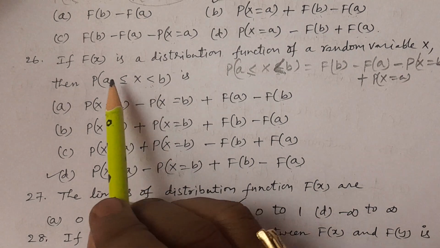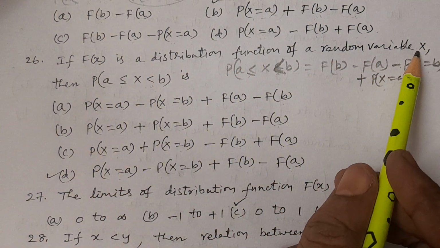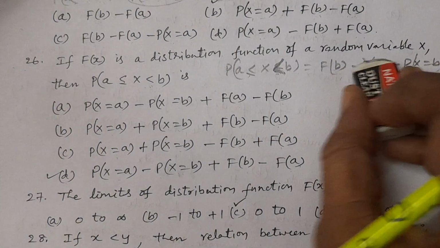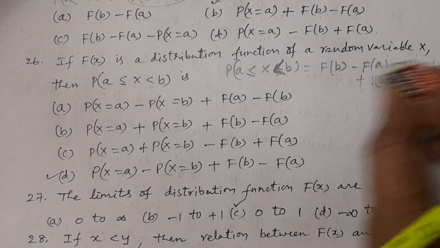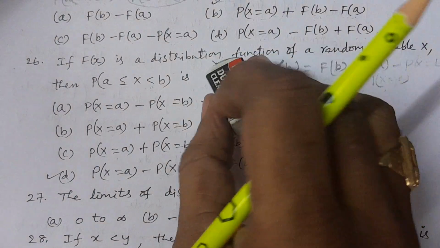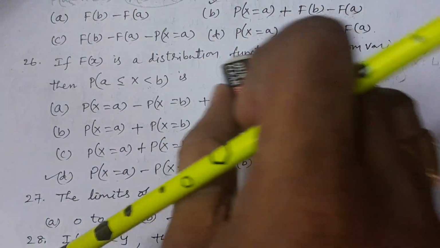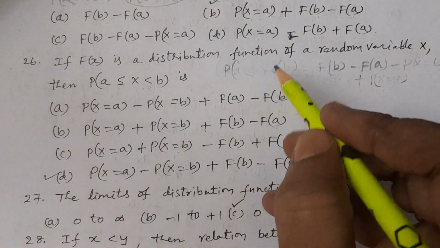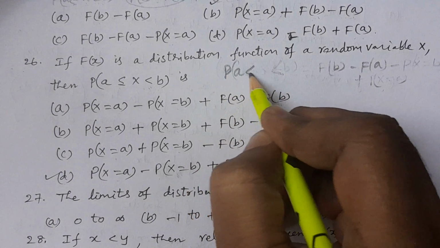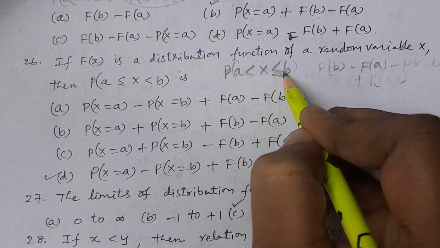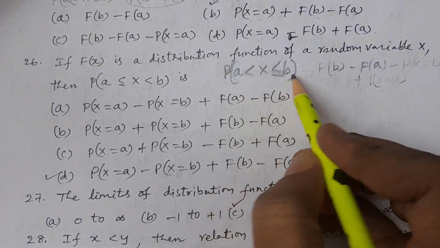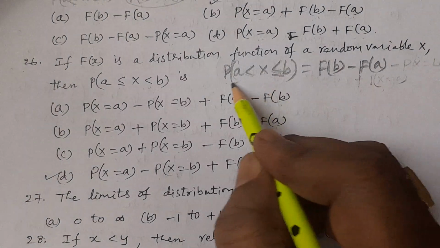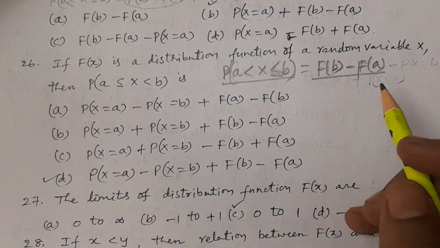Right. Now, in Telugu: if f of x is the distribution function of a random variable x, then what is probability of a less than or equal to x less than b? See, this is the question given. Now for this, I take the fundamental property. What is the fundamental property? Probability of a less than x less than or equal to b is equal to f of b minus f of a. This is the basic fundamental first property that we know.